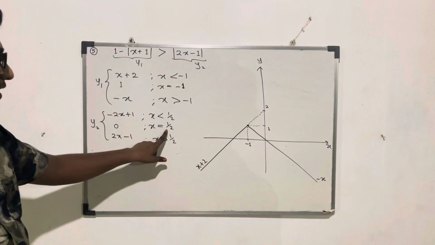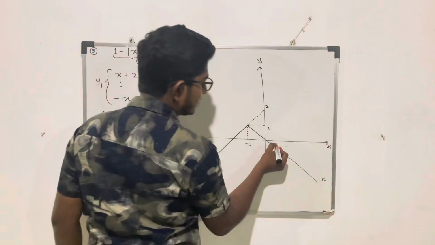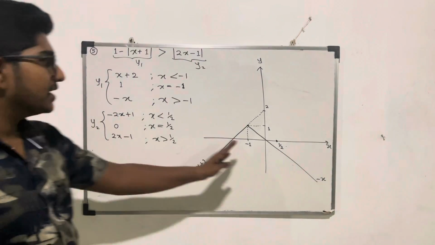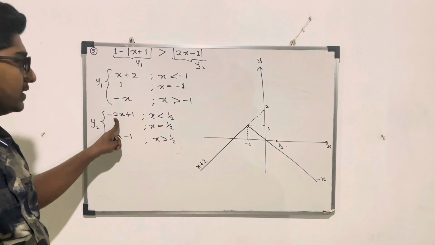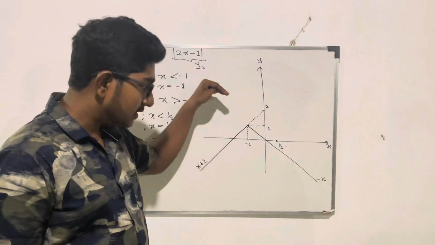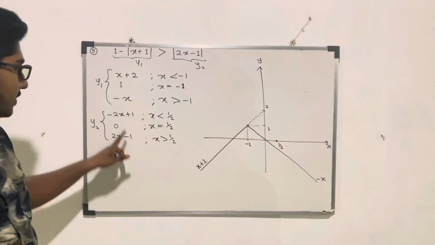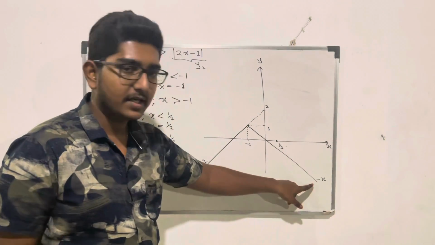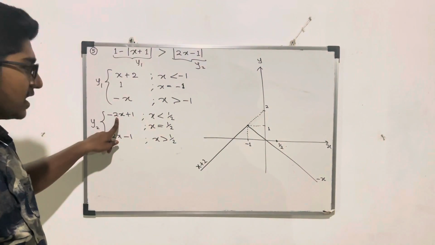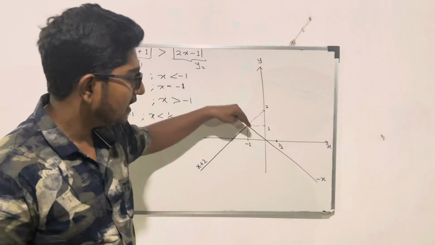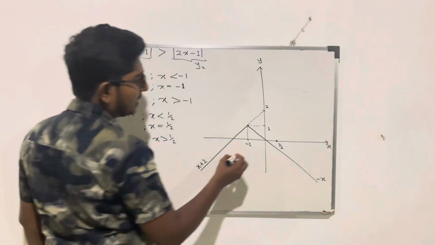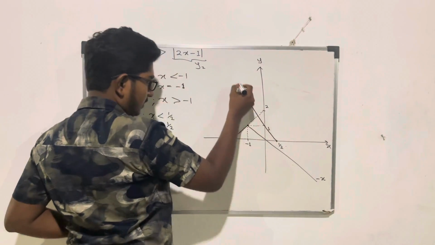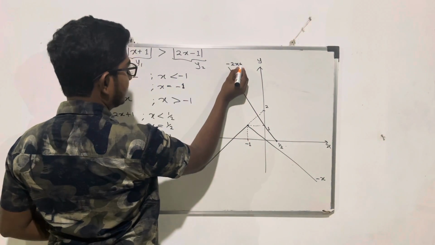Then for y2 the coordinate is half and 0. When x equals half, somewhere here, y value is 0. When x is less than half, this side, gradient is minus 2. In decreasing line, numerical value is 2. Here the gradient is 1, minus 1. So the gradient of this line that we have to draw is steeper than this line. Intercept is plus 1. So this is the intercept. This is the starting point. Draw the line. So this is minus 2x plus 1 line.